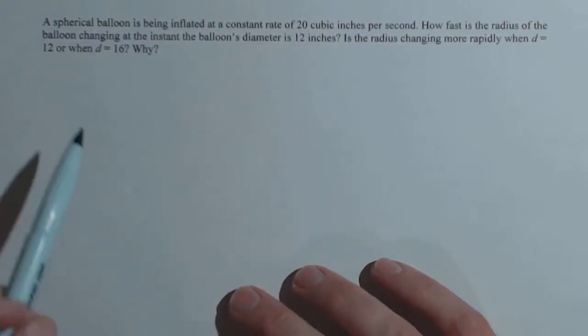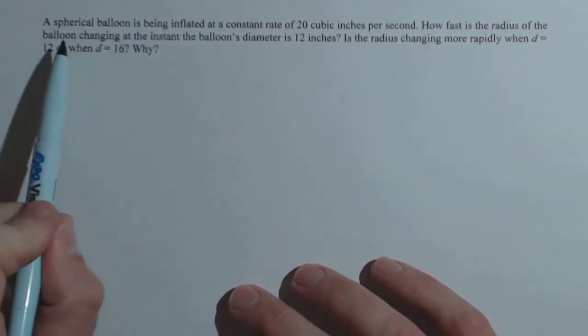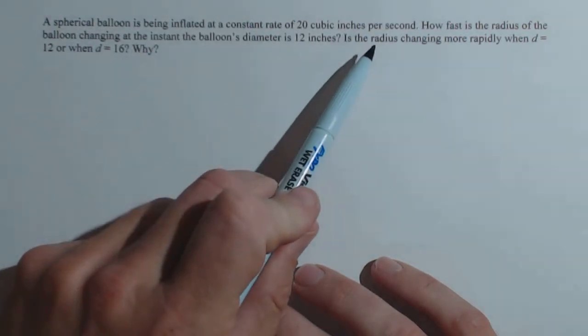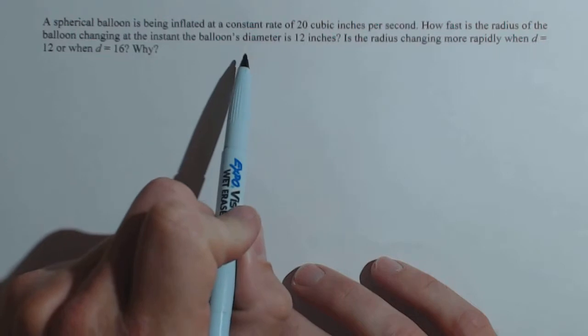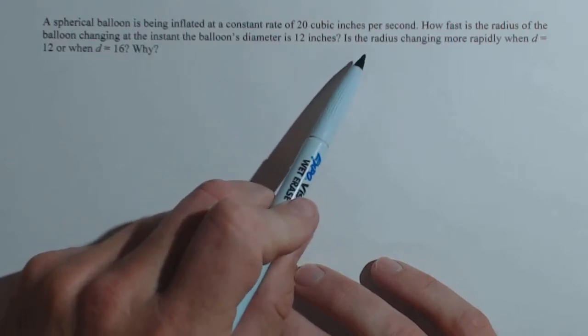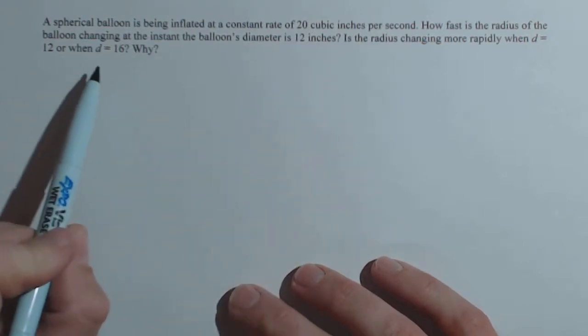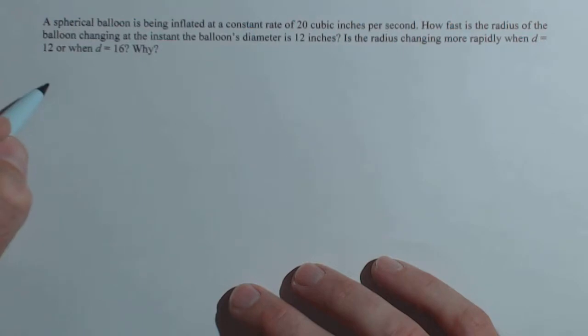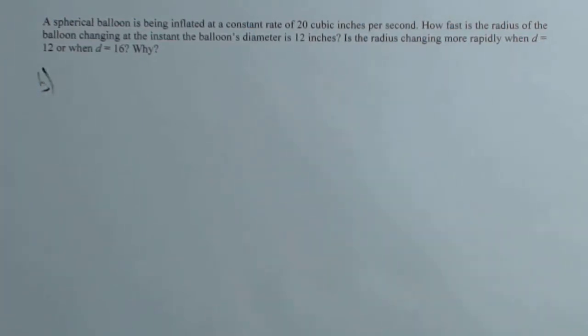In preview activity 3.5, we have a spherical balloon being inflated at a constant rate of 20 cubic inches per second. How fast is the radius of the balloon changing at the instant the balloon's diameter is 12 inches? And then we're going to answer the question, is the radius changing more rapidly when d is 12 or d is 16, and why? So we have a related rates problem.